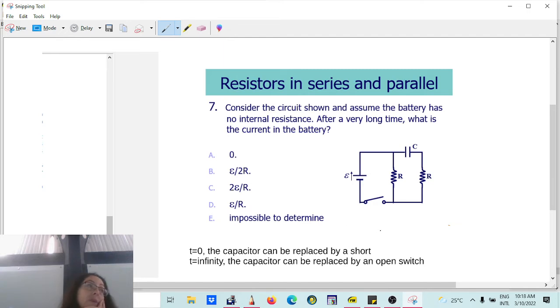After a very long time, what is the current? And here we are reviewing for the test, in a way. And a long time, that means what? You replace C by what? Open switch, right?